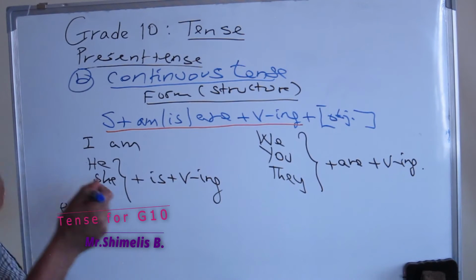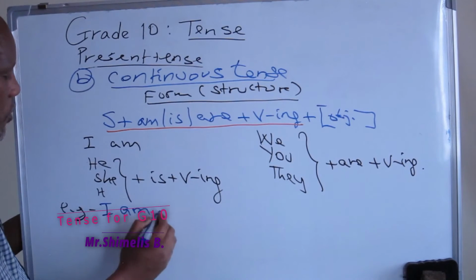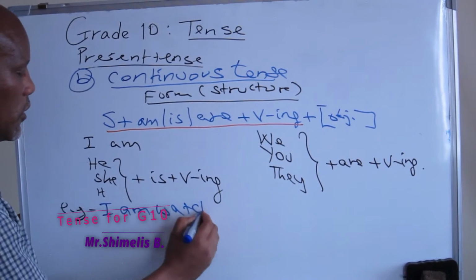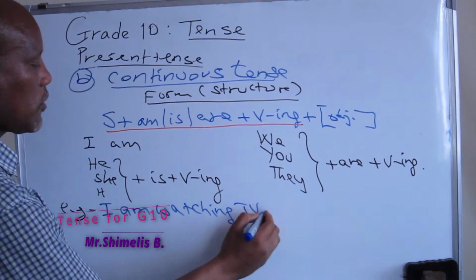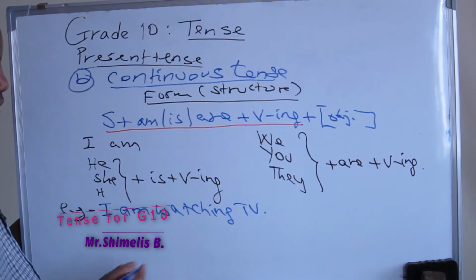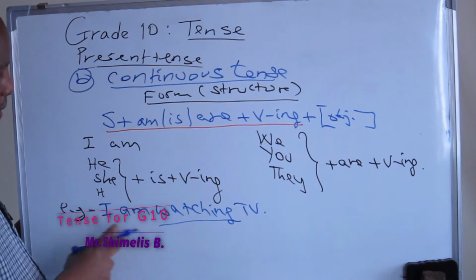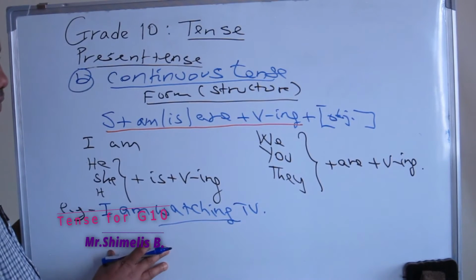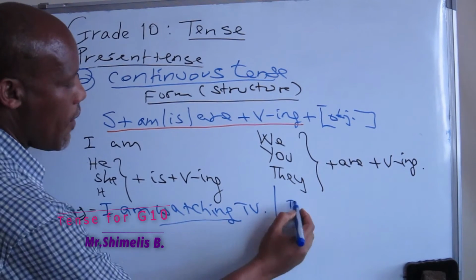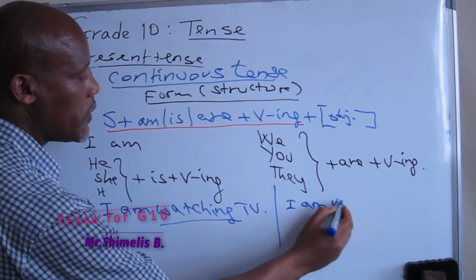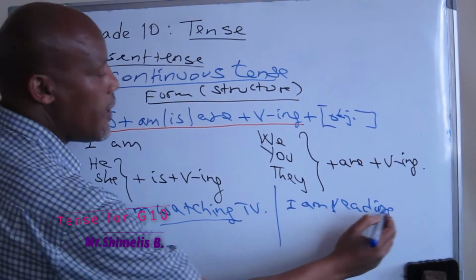I might say, I am watching TV. I'm watching TV. This action is happening as the speaker is speaking about it. But if you compare this sentence with this one, I am reading a novel.